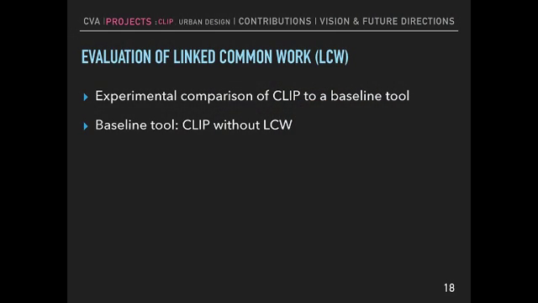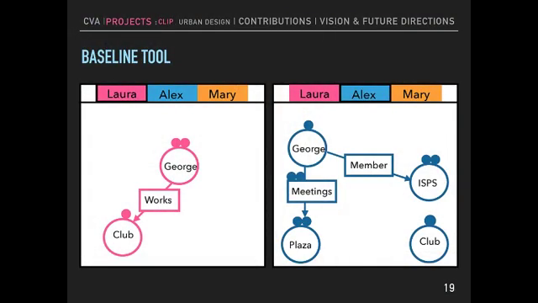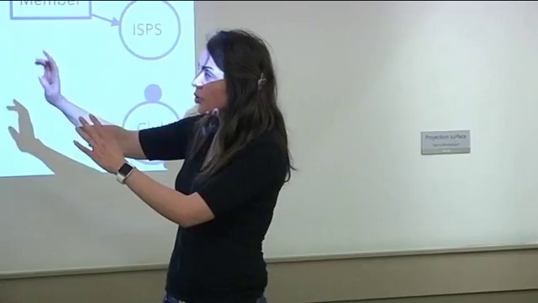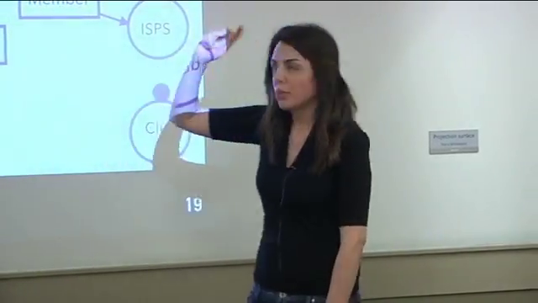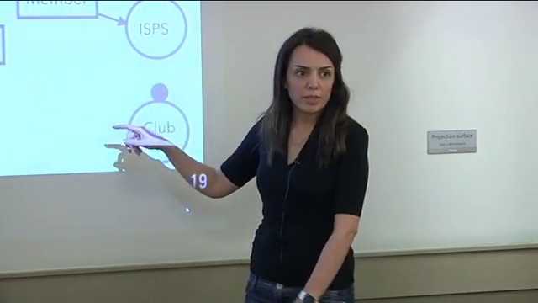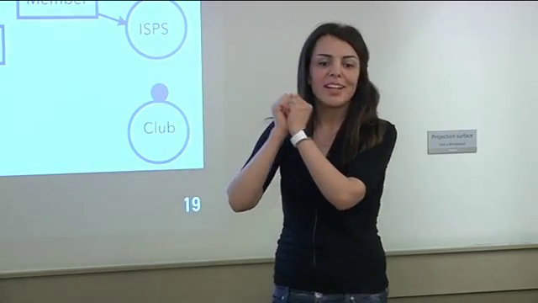So for the evaluation of this linked common work, I decided to conduct an experimental comparison between CLIP and a baseline which doesn't have the LCW notion, to see how LCW will affect their work. In the baseline tool, the only way for Laura to see what's going on in Alex's work is to click on the tab above its workspace and see remotely what Alex has been doing. But there's no notion of bringing common work together. And it's a lot more cognitive load to see what's going on in this space where there is no linking.